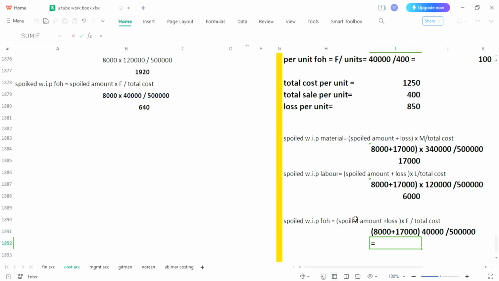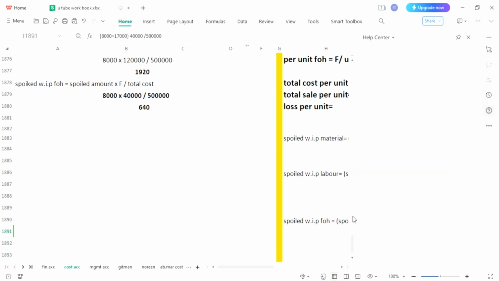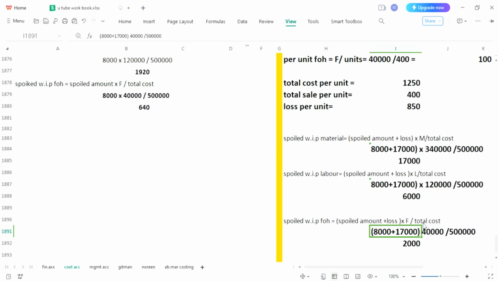Statement is completed. Now let's calculate 8,000 plus 17,000, bracket closed, multiply it with 40,000 divided by 5 lakh. So we have got our third amount. A sign was missing over here. Let's remove it. Task window is not needed. Okay, there was a sign missing. Before 40,000 we need to put multiply. So all three amounts we have calculated.